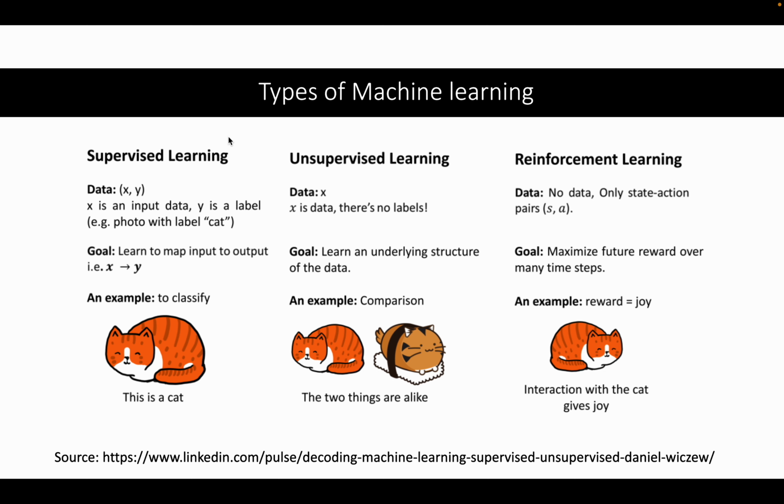So there are three types of machine learning: supervised, unsupervised, and reinforcement. Supervised learning is when your data has the X as input and you have the Y as the label, the output, or say the target. So we feed the model with the data, and the model itself learns to map the input to outputs.